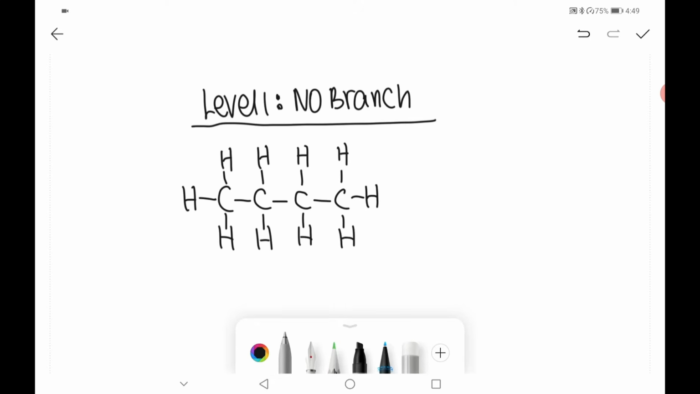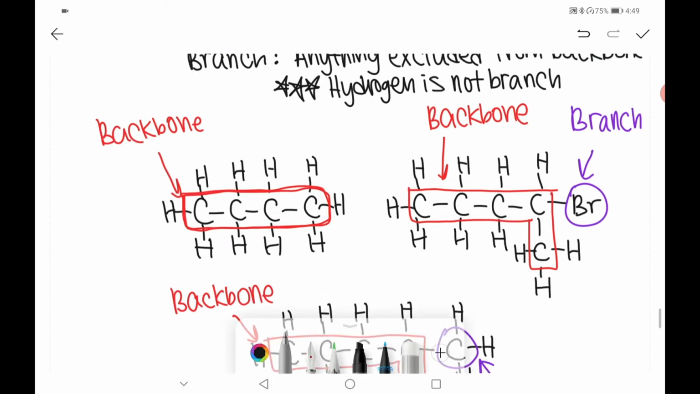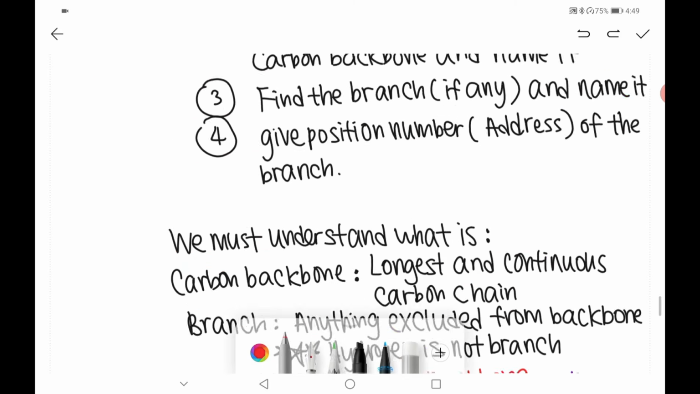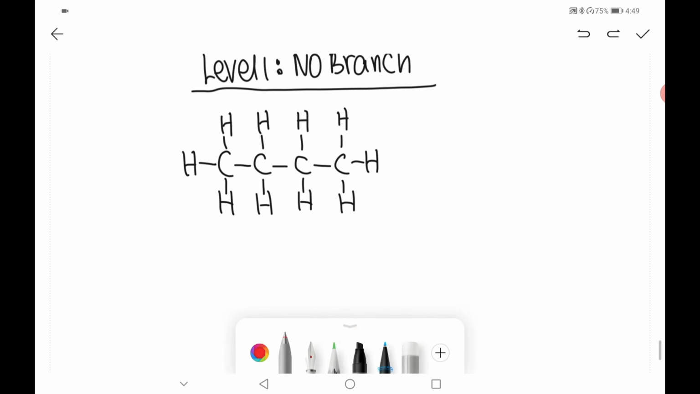So how do we name this substance? Follow the strategy. Step number 1: if you want to name an alkane, the name must end with "ane." In this case, as you can see, all the carbon bonds are single bonds. When all the carbon bonds are single bonds, this substance is an alkane. So the name needs to end with "ane."